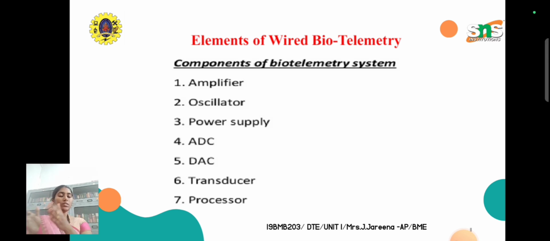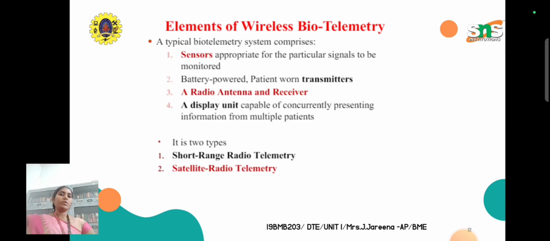So whatever processes you are doing at the transmitter end, you have to do the same in reverse manner at the receiving end. The purpose is to recover or retrieve your original signal. Okay, so these are the basic elements of wired biotelemetry.